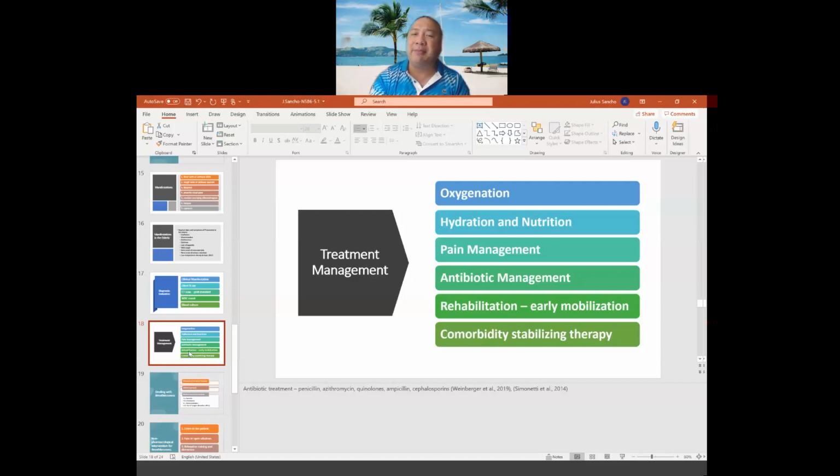Antibiotic management, you have to be very careful, because remember, when we say pneumonia, it could be caused by virus, and virus does not react to antibiotic. Okay, so you really have to make sure to identify what is the cause of pneumonia. So if it's bacteria, then go ahead and the doctor would order antibiotic management for the resident, both in the nursing home and in the hospital.